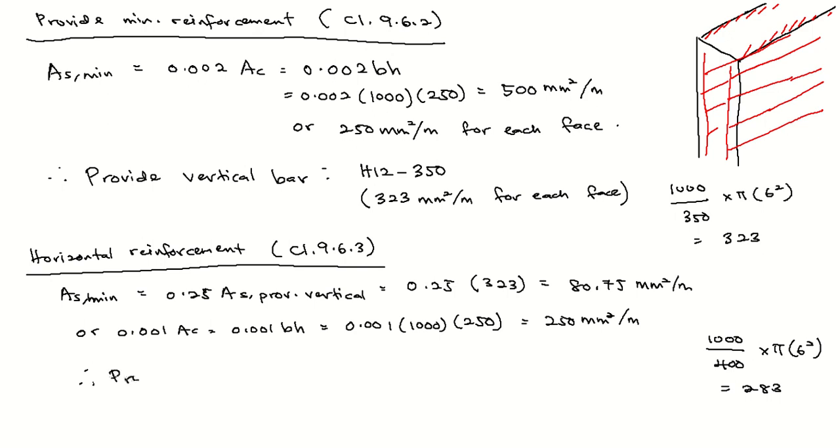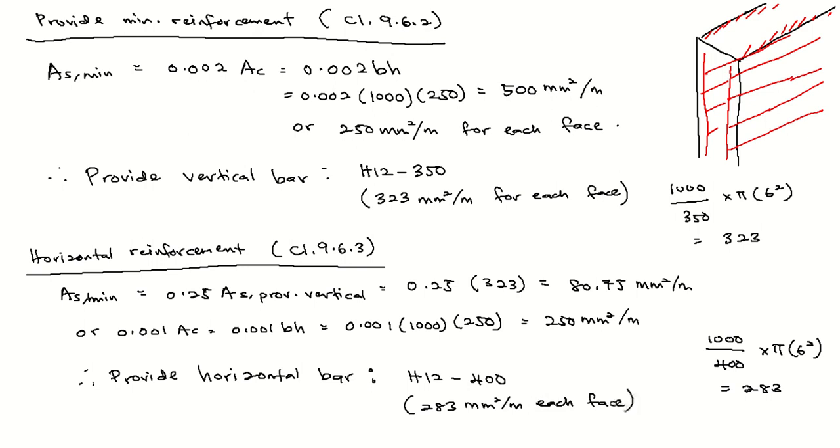Therefore, we will provide horizontal bar H12 400, where the AS is 283 mm square per meter for each face. So this is our reinforcement for our shear wall, but we are not done yet.